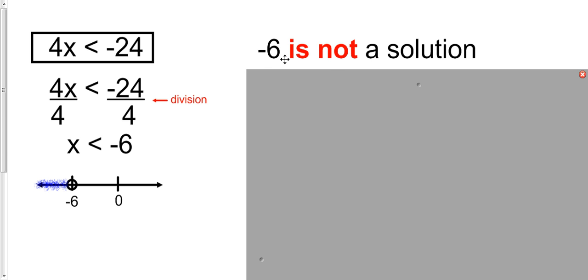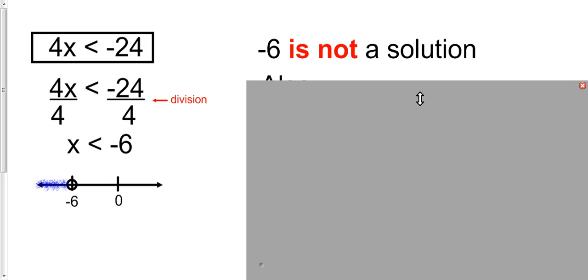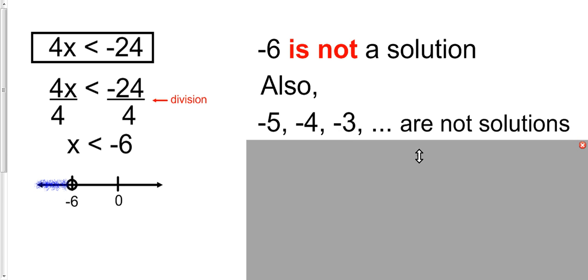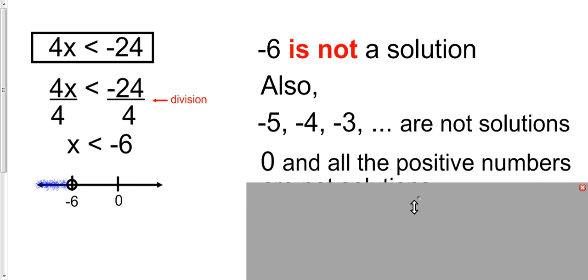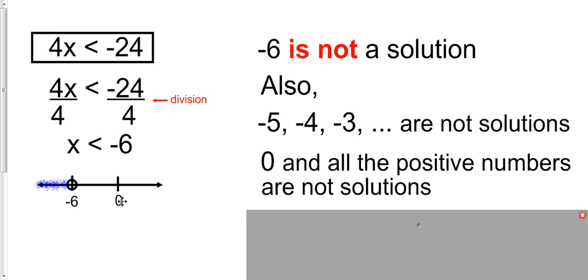-6, however, is not a solution. It's not shaded, so it's not a solution. Also, -5, -4, and -3 are not solutions. They fall in this non-shaded side of our number line. 0 and all the positive numbers are also not solutions because they too fall in the unshaded side of our number line.